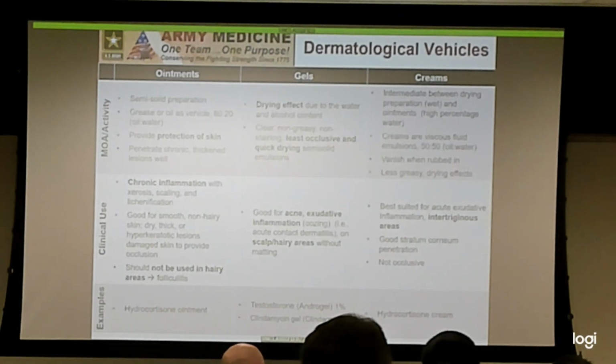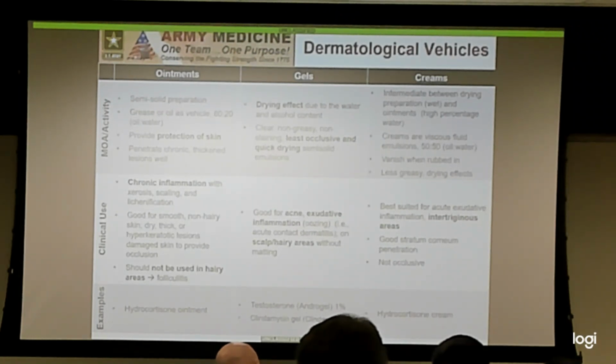Here are your examples: testosterone replacement, that's your androgen, your AndroGel, and then your clindamycin. You use that a lot for acne to help draw up some of those lesions that the patients have on their face or some of their pimples.